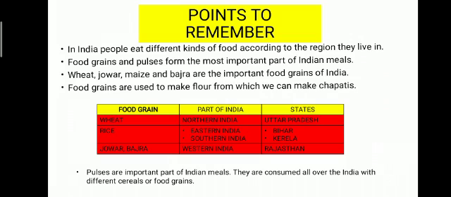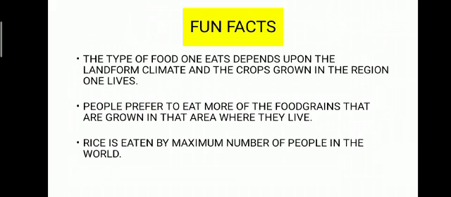So we can eat pulses with chapatis, we can eat pulses with rice, and also in southern India people use pulses to make sambar, and they eat sambar with dosa and idli. So here are some fun facts. The type of food one eats depends upon the landform, climate and the crops grown in the region one lives.